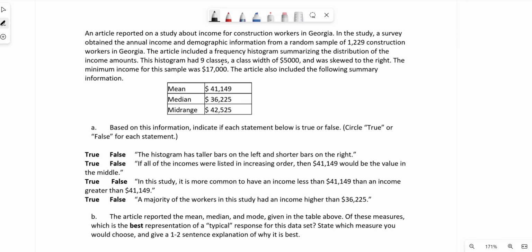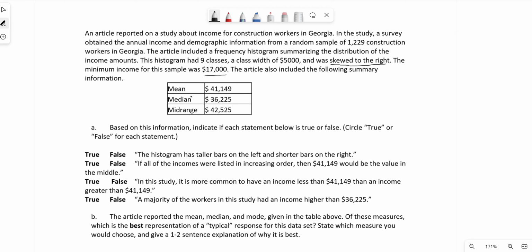The article included a frequency histogram summarizing the distribution of the income amounts. The histogram had 9 classes, a class width of $5,000, and was skewed to the right. Very important, skewed to the right. The minimum income for this sample was $17,000, and the article included this information.